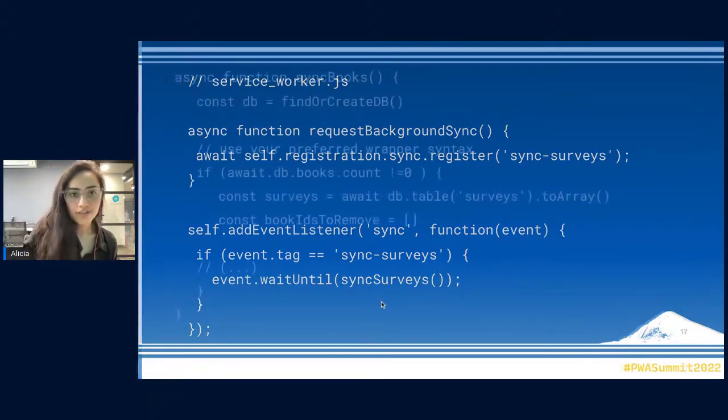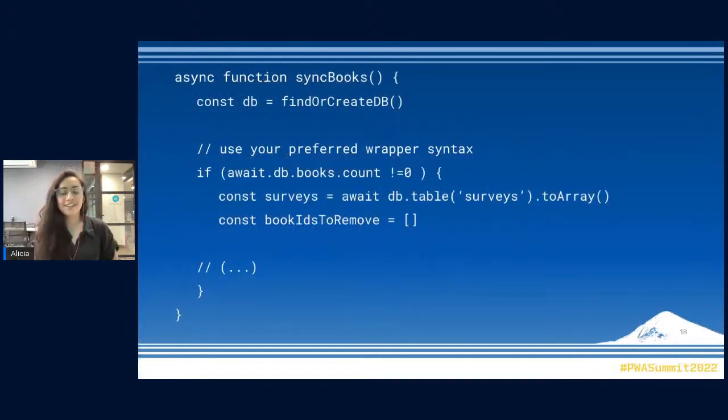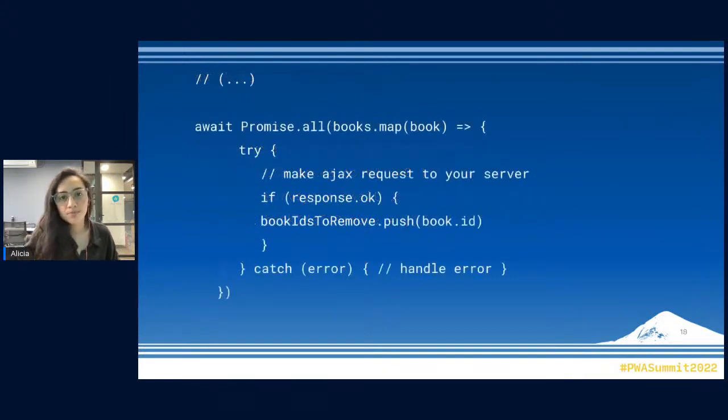This sync service function is where all the magic happens. The first thing we do is declare this database. I'm not going to dig into these details because the syntax will vary depending on the wrapper you're using. After you declare your database, you first query it to see whether there exist records in it. And then you declare an array of IDs of these records to be removed.